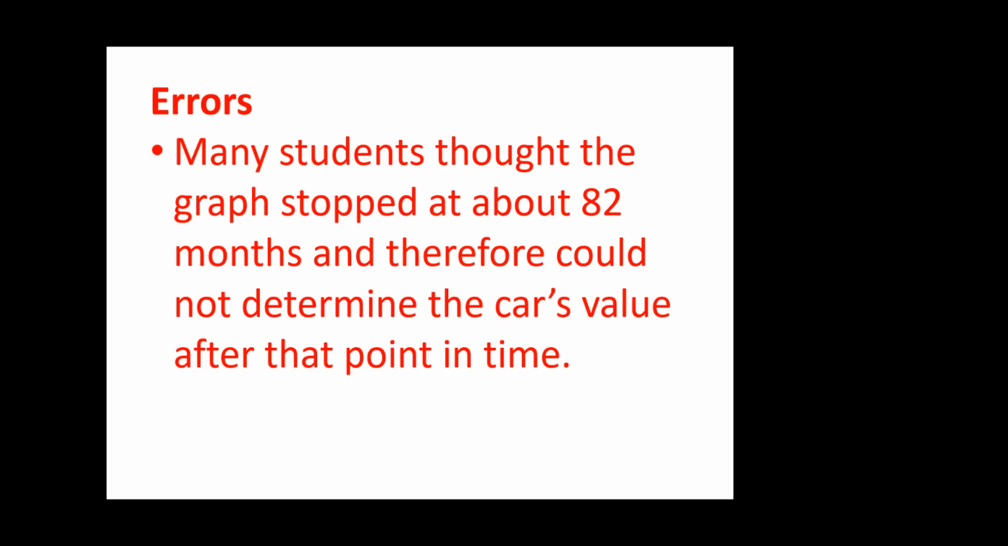If you look at the graph, the line stops at about 82 months, and many of the students thought that this is the current time and didn't know how to answer the last part of the question in the way it was intended, which was that eventually this graph would show that there was a negative value for the car. So there were some issues around students interpreting what was being asked in the question and what the graph was actually saying.